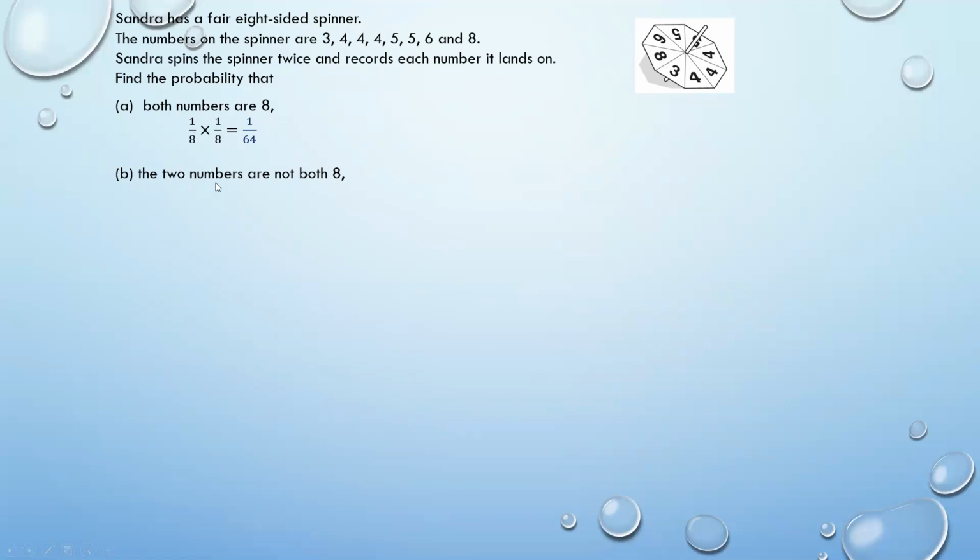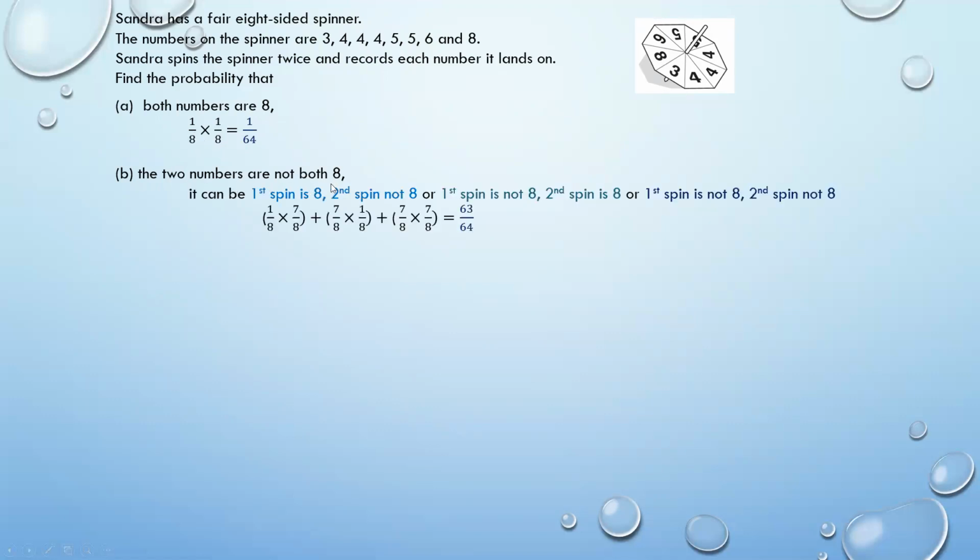If the 2 cards are not both 8, okay, if both are not 8, that means you can actually use the easy way, which is 1 minus both number 8, which is 63/64, or it can be a lot of possibility, like the first card is 8, the second card is not 8, or the first not 8, the second 8, or both not 8. Okay, so you can do it like that, or you can do this way, which is easier. This one is easier.